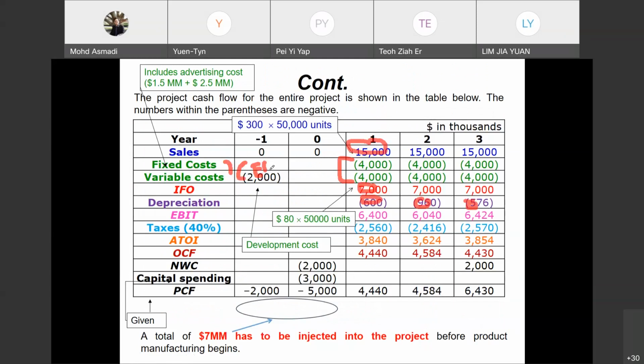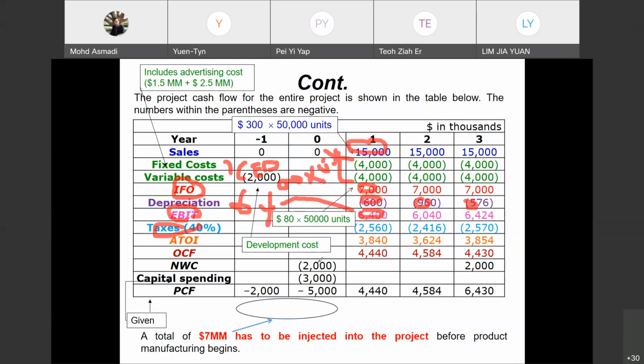If you still remember. Okay, so you can get IFO. Okay. Then EBIT and so on. Tax, this one you times with the 40%. Okay, 6,400 times with 0.4 lah. Okay. So do for all years.